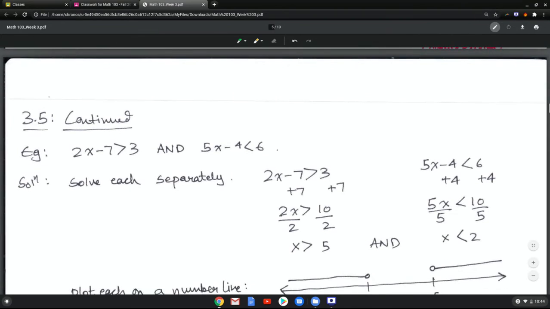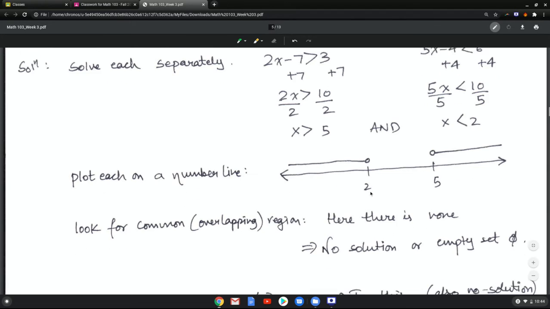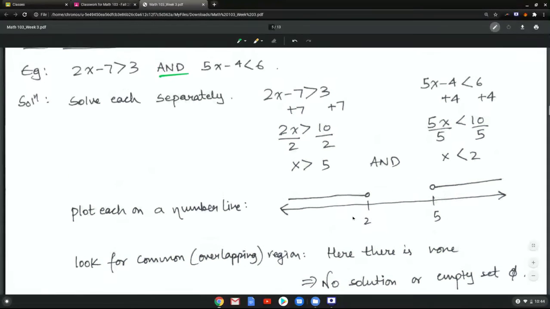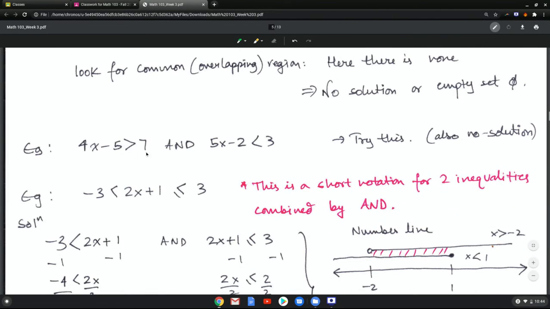Okay, let's look at more examples. Let's say I'm solving this inequality where 2x minus 7 is greater than 3 and 5x minus 4 is less than 6. So I solve each separately. The first one is x greater than 5 and the second one is x less than 2. And then I plot each of them on a number line. In this case, is there any overlapping or common region between them? There is none. That means there is no solution, or we can say empty set phi. What that means is there is no value of x which makes both of these statements true at the same time. Here is another example which you can try, and you should also get no solution for this case.